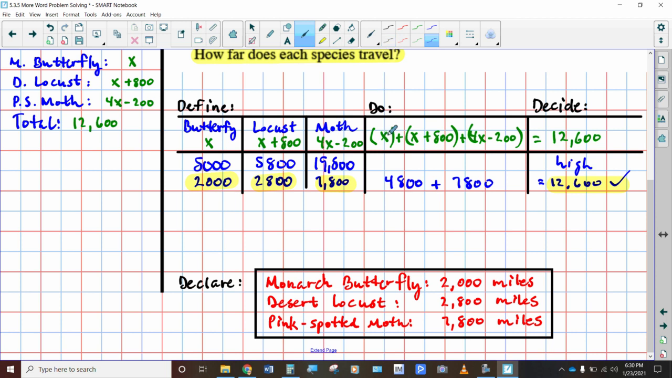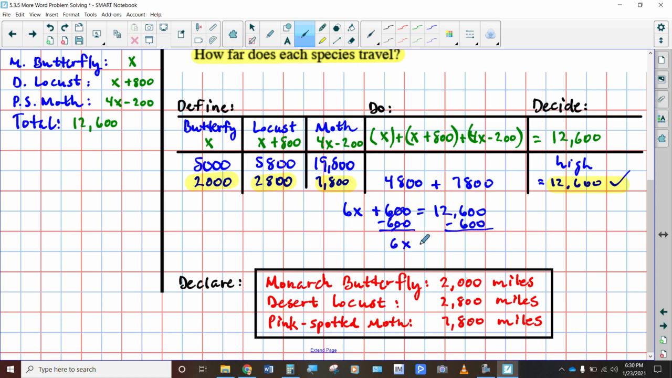We know that we've got x plus 800, plus 4x minus 600. So when we add all those together, we get a total of 6x's, and then 800 minus 200 is 600. So plus 600 is equal to 12,600. So our first step would be to subtract 600 from each side, so we could find out what the 6x's were before we added the 600 in.